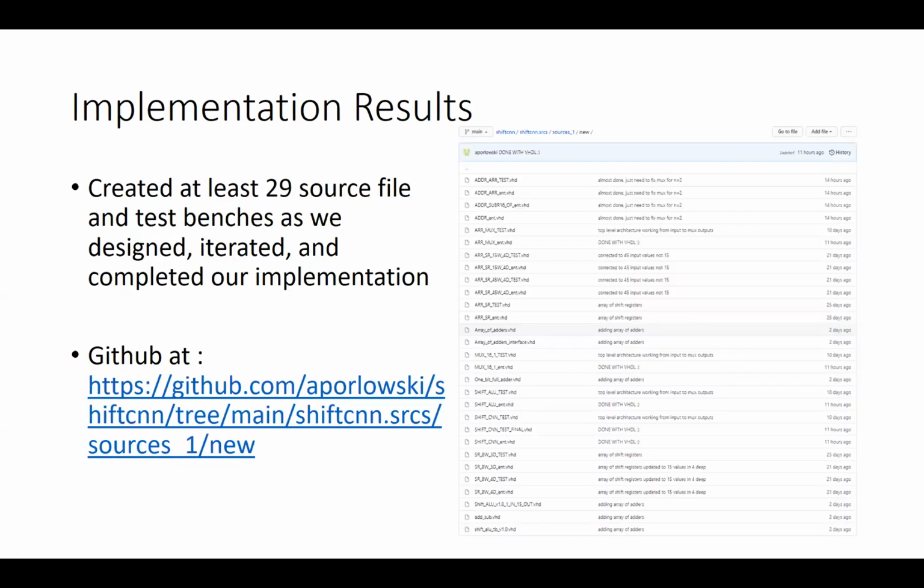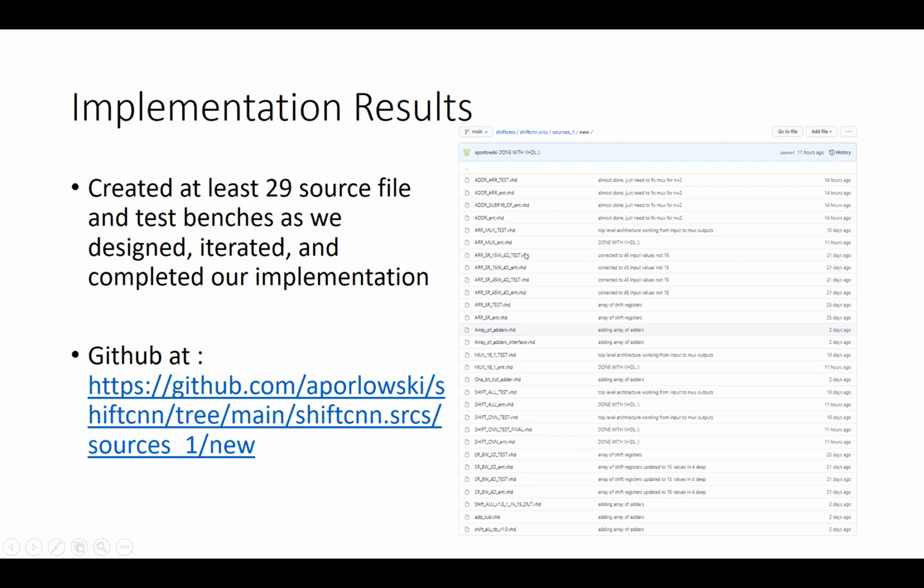For our implementation results, we ended up making at least 29 VHDL source files and test benches as we designed, iterated, and completed our implementation. Both Ryan and I were new to VHDL at the start of this class, and relatively new to digital logic design overall. So not all of these source files are used in our final top level entity. However, a good portion are. A lot of them are components of components that led into that ShiftCNN entity.